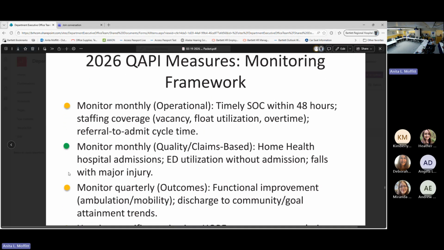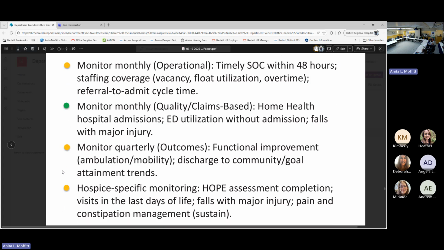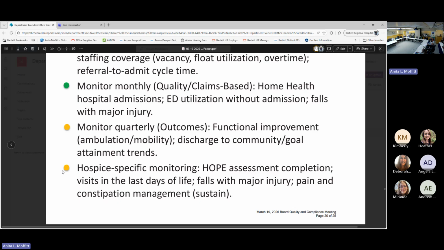So the timely start of care again is just a repeat. Quality home based hospital admissions. We'll watch that to make sure that we're continuing to stay above the benchmark. The functional improvement, doing education and making sure that we're being reasonable with the patient. The hospice specific monitoring: the HOPE assessment completion, and visits in the last days of life, falls without major injury, pain, constipation, and utilization and constipation management.